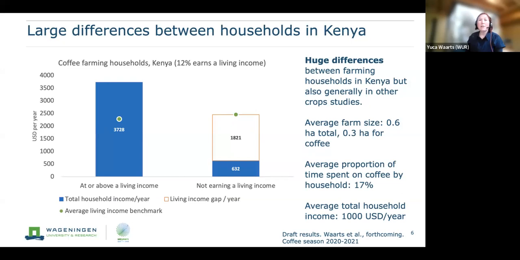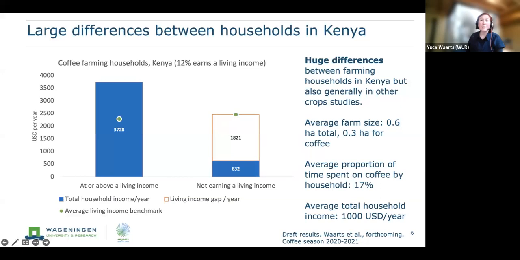But also, they spend very little time on coffee production in general. So some households spend a lot of the time they have available, but other households spend very little. And on average, their total household income is $1,000 per year. So these are really low incomes. And this basically describes the vast differences between the households.